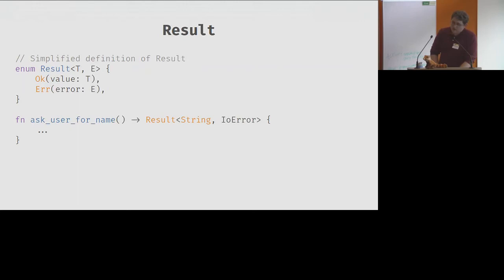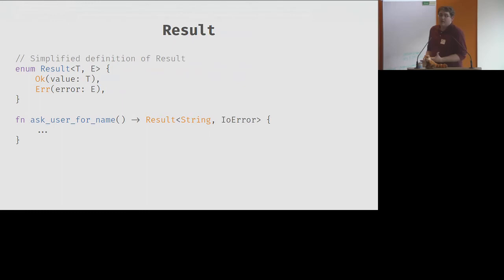Similar to option is result. A result is either something or an error. This is often used when you're dealing with I/O, reading files or talking to the internet. Sometimes things fail.